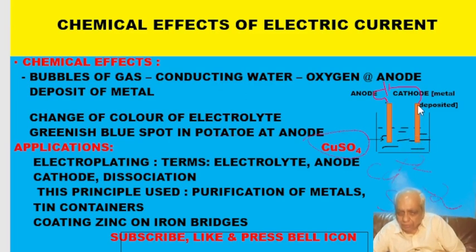Now the cathode is connected to the negative terminal, so here it can easily get electrons from the negative terminal of the battery. So copper, which is +2, will react with 2 electrons and will form copper metal. That is why copper atoms are getting deposited here. Now sulfate ions are moving towards the anode.